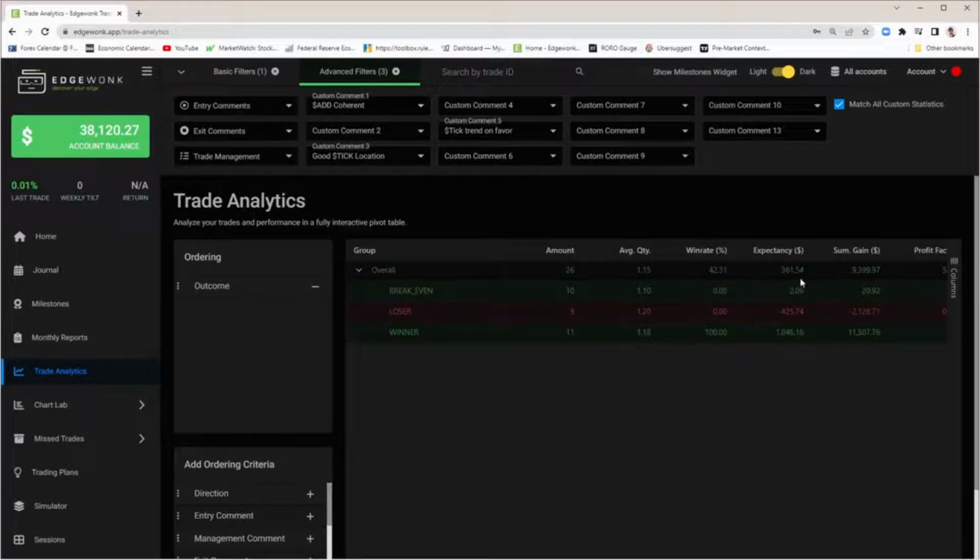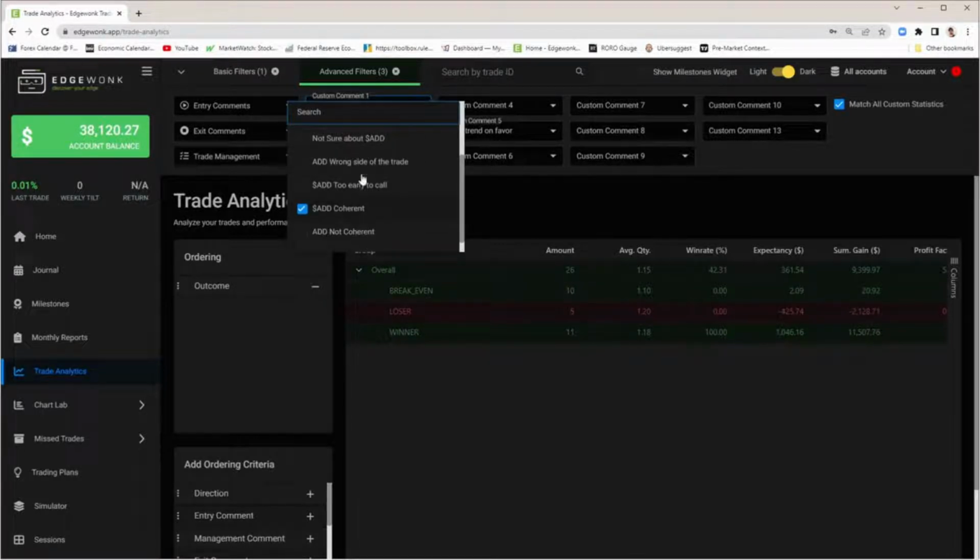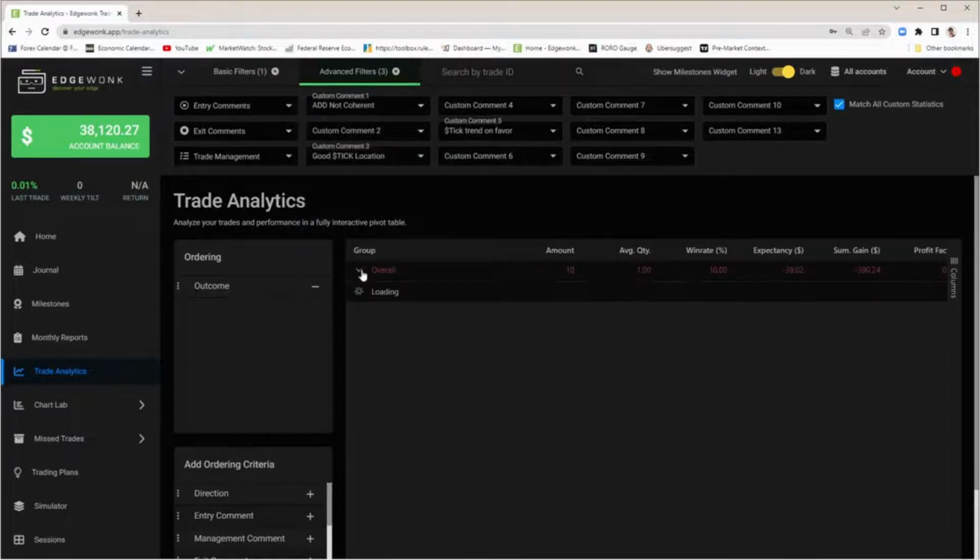361 per trade. Look what changes when I change one of these from ADD coherent to ADD not coherent, right? Wow. Look, I ended up losing money. That's what the logging software can do for you. You can look for patterns in your trading.